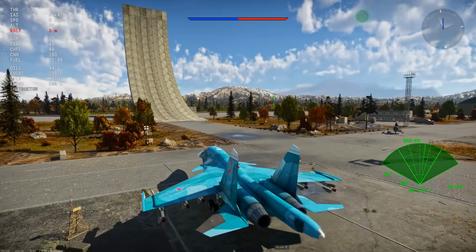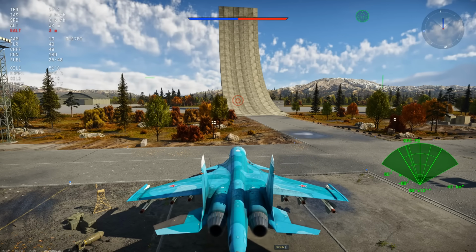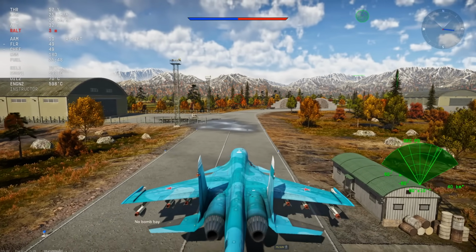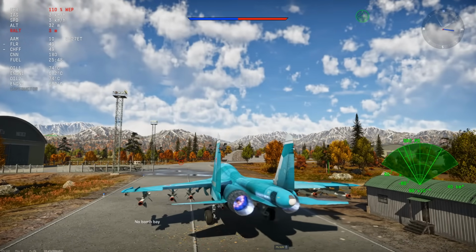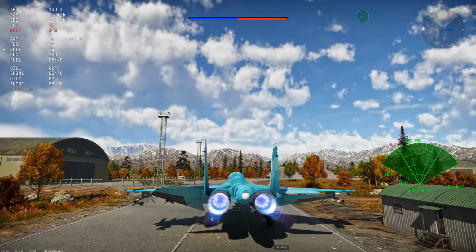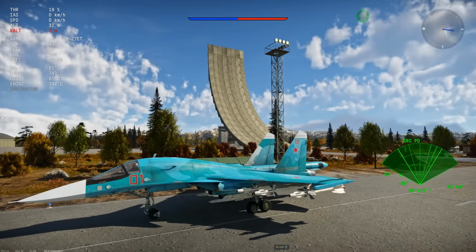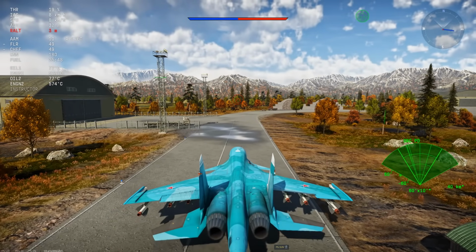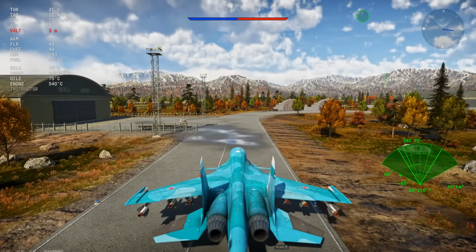Alright, next up is afterburner color. So if you don't know, there is this one Russian aircraft engine that makes a blue color when the afterburner is activated. As you can see, it looks very odd compared to the other kind of afterburner that we have in game. Usually more like orange or yellow or sometimes purple, aka the Tornado.